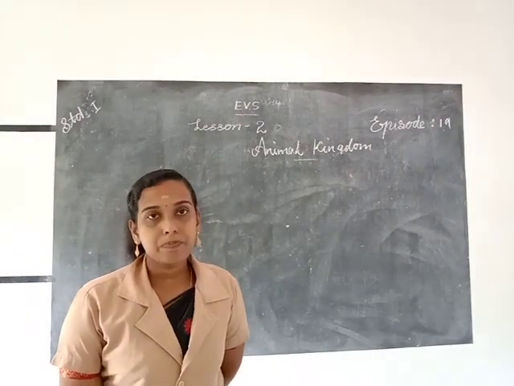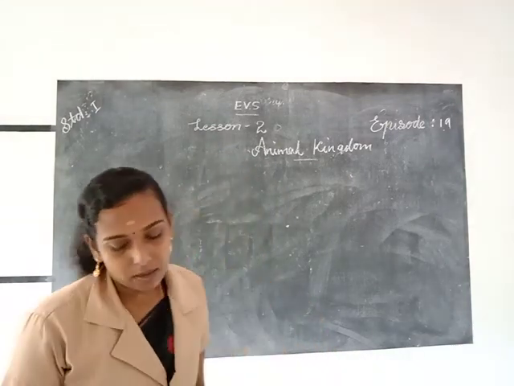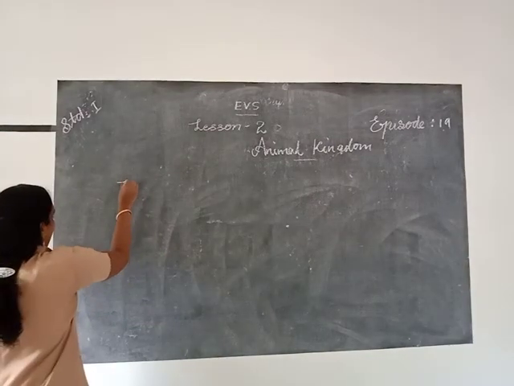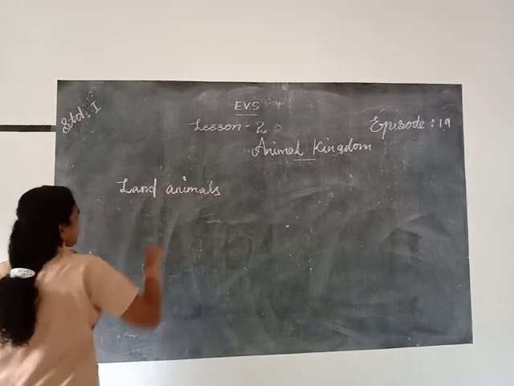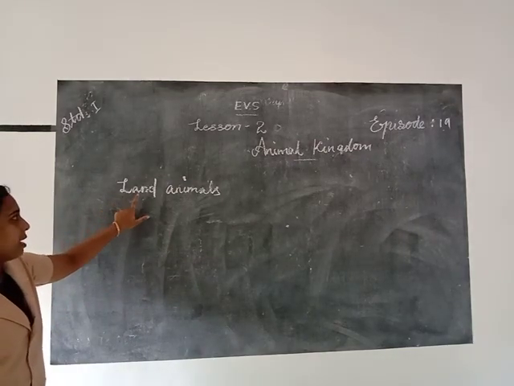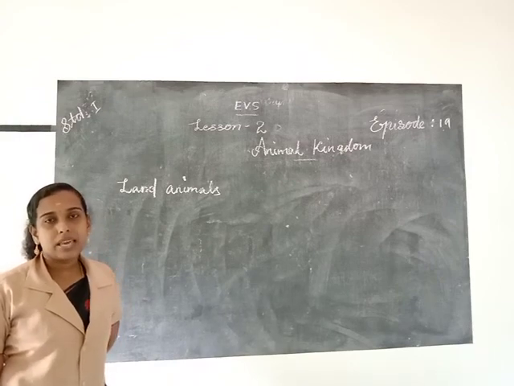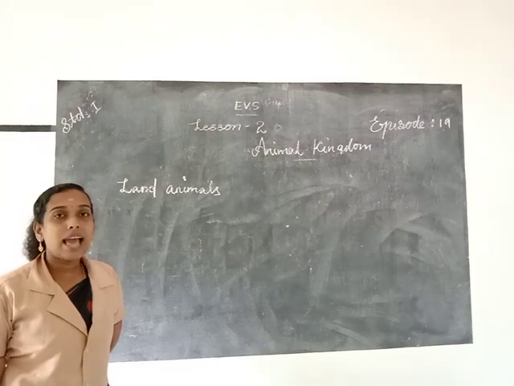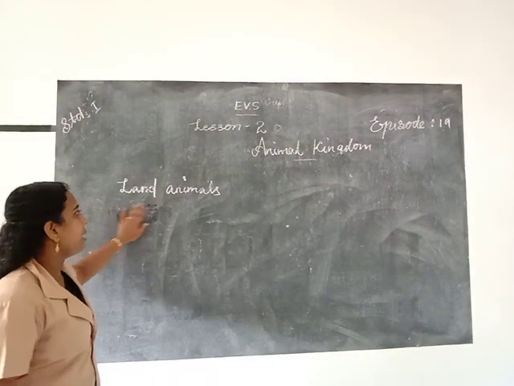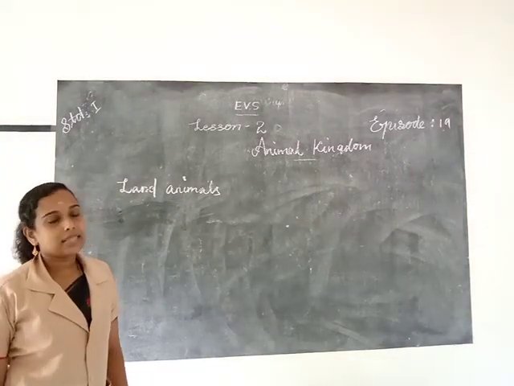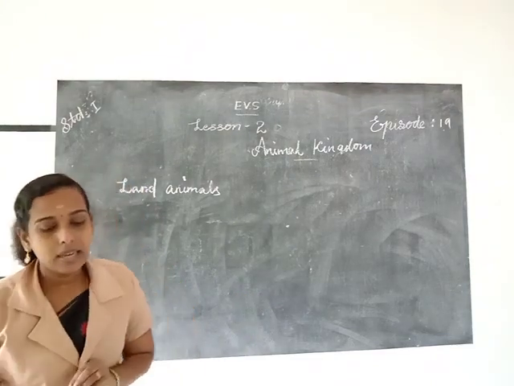So what do you mean by land animals? Animals that live on land are called land animals. So the first one is land animals. L-A-N-D, land. A-N-I-M-A-L-S, animals. So look at the spelling. L-A-N-D, A-N-I-M-A-L-S, land animals. So what do you mean by land animals? Animals that live on land are called land animals.